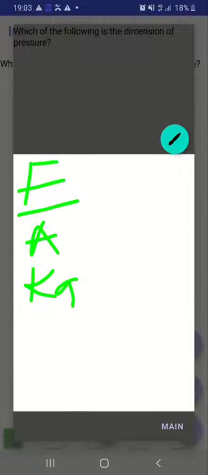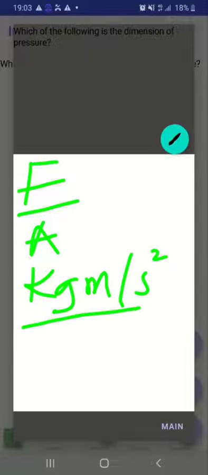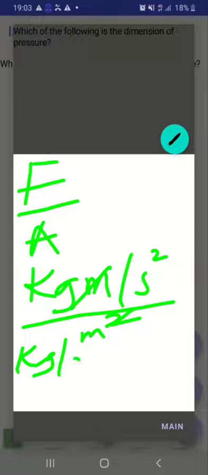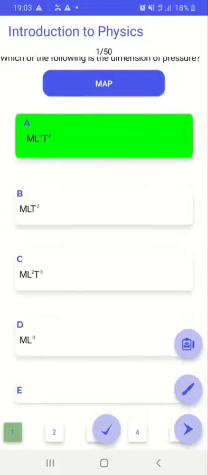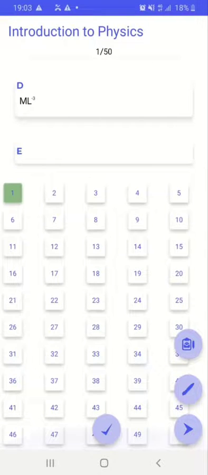kg meters per second squared over what? Meter squared. This meter cancels this meter squared, so you're going to have kg over s squared over m. So you can represent it as MT raised to the power minus 2 L raised to the power what? Minus 1. You can try a good number of questions which are in the quiz section. Just try to get your hands dirty.